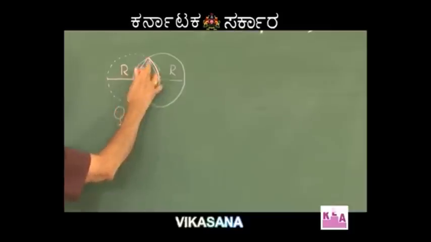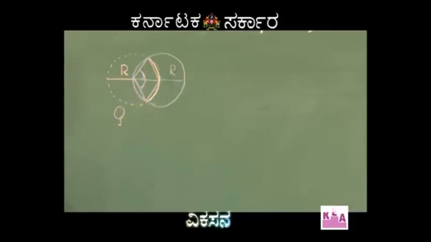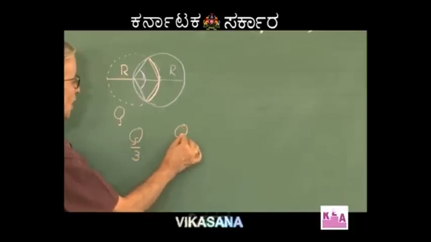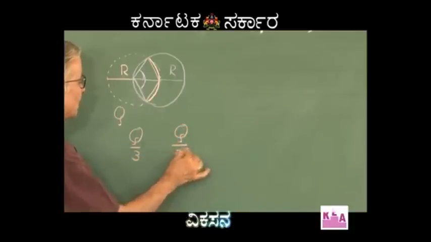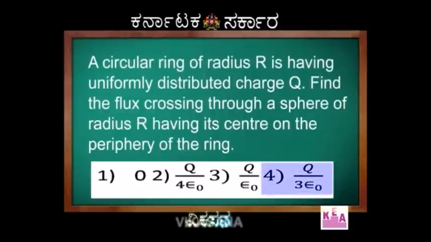120 degrees means this portion is 1/3 of the ring. Hence, the charge contained will be equal to Q divided by 3. Therefore, the flux is charge divided by epsilon 0, that is Q divided by 3 epsilon 0. Therefore, the fourth option is the correct answer.